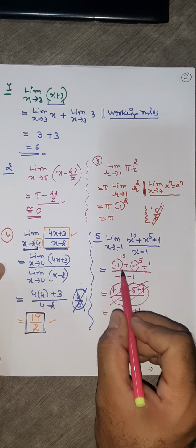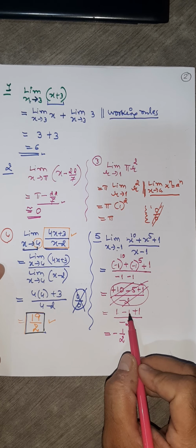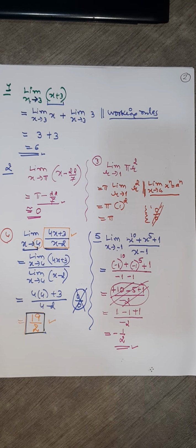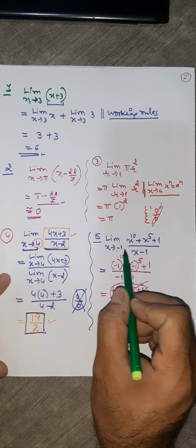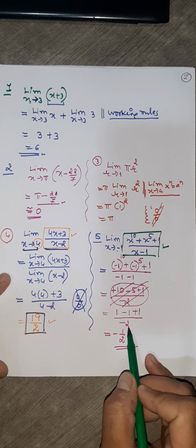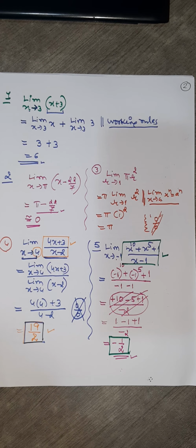This was my mistake. Just here -1 raised to 10 is 1, -1 raised to 5 is -1, this 1 as it is. So -1 by 2 is the limit. It means whenever x is very close to -1, then this function, this is the entire function, is very close to -1 by 2. That's the required limit here. Next question.